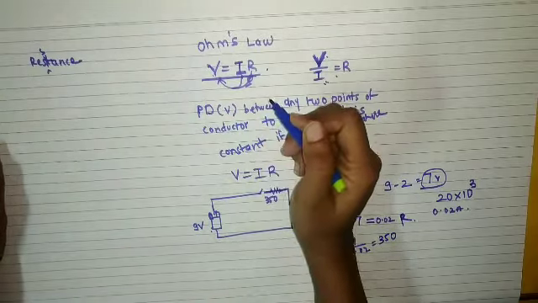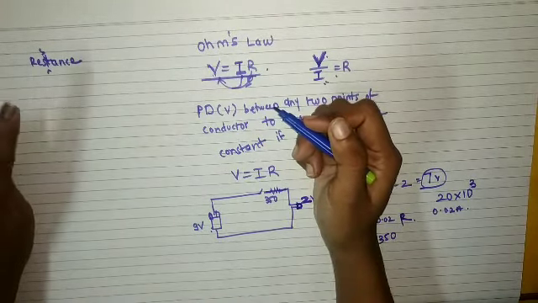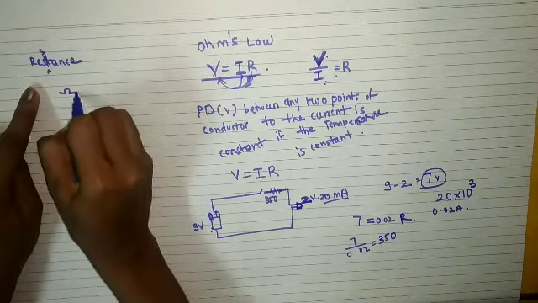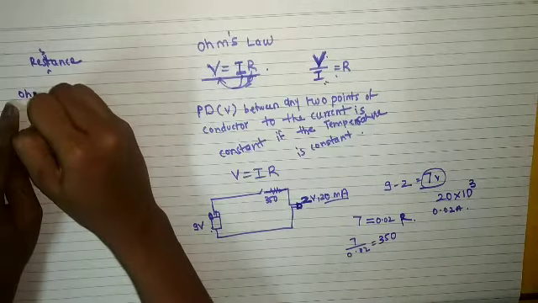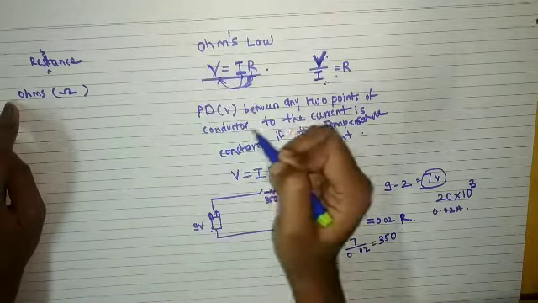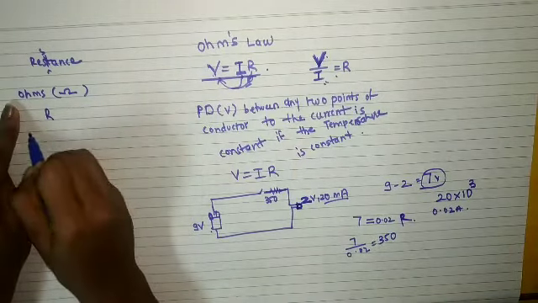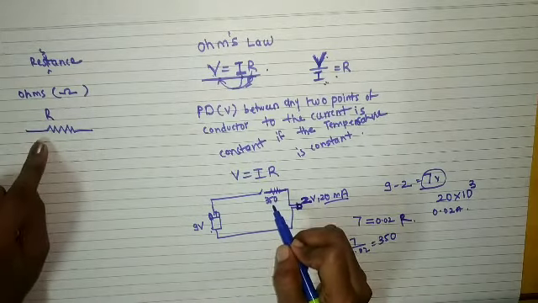Resistance. Resistance of a material is defined as opposition to flow of current. It is measured in ohm. Its symbol is R, and this is the resistance as I applied here.